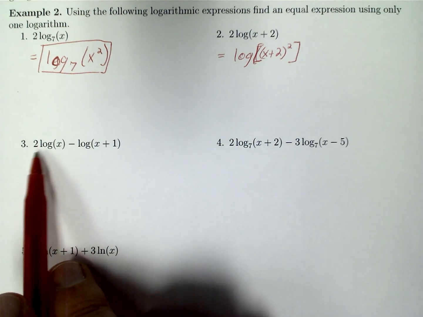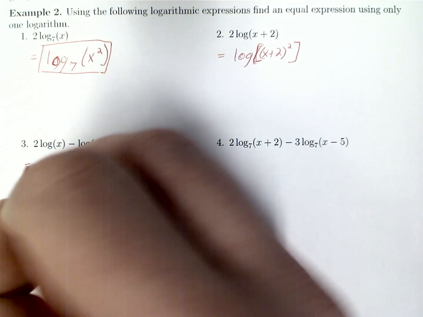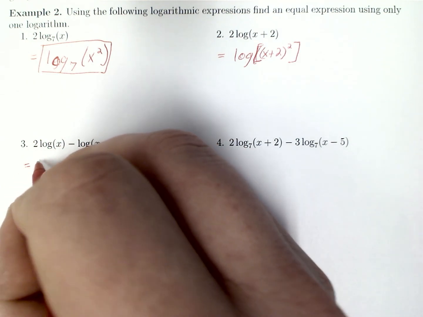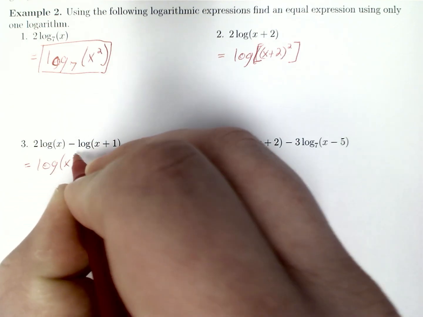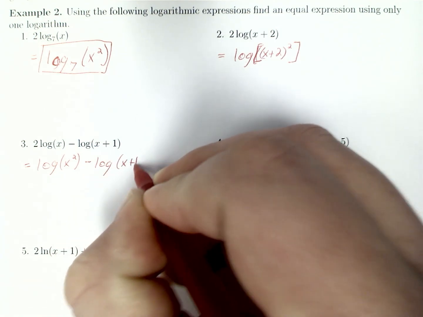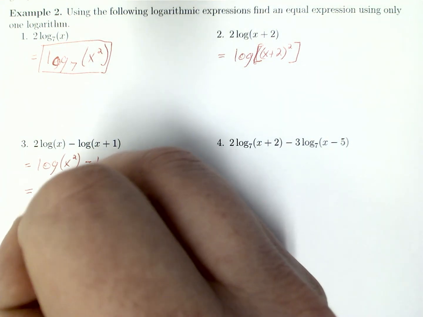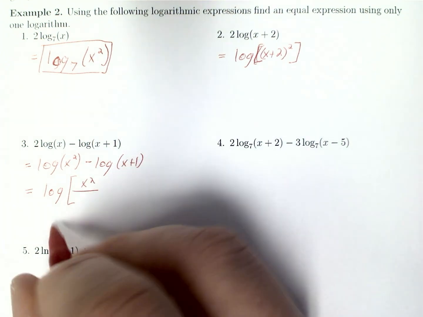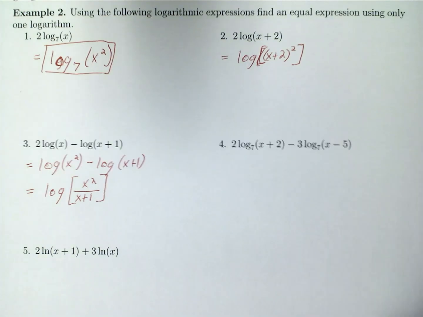And so, for example, if we saw 2 log of x minus log of x plus 1, that's the first thing we would do. We would take the coefficients, as long as they're not plus or minus 1, and put them back as exponents. So log of x squared minus log of x plus 1. And now outside subtraction turns into inside division. So log of x squared over x plus 1 is our final answer.